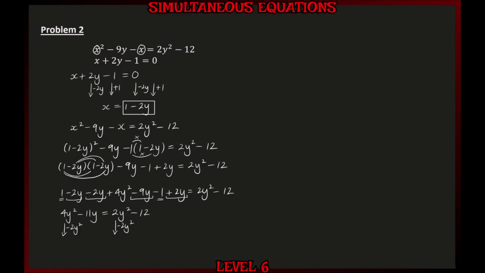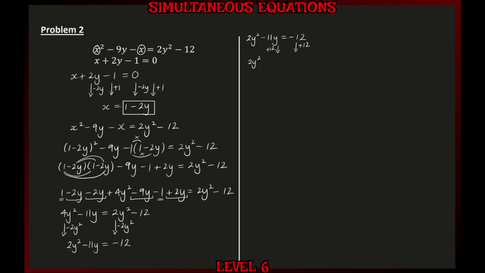So this gives us 4y squared minus 2y squared, which is 2y squared, minus 11y, and on the right we just left with minus 12. We now need to remove the minus 12 from the right, and we can do this by adding 12 to the right and doing the same to the left. And so the left becomes 2y squared minus 11y plus 12, and that's equal to 0.